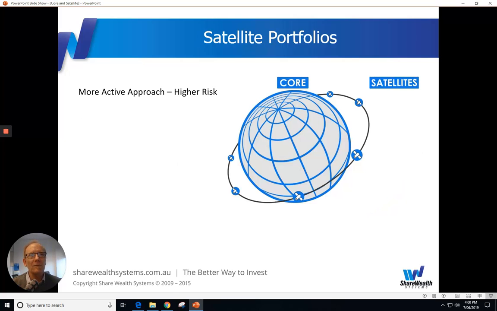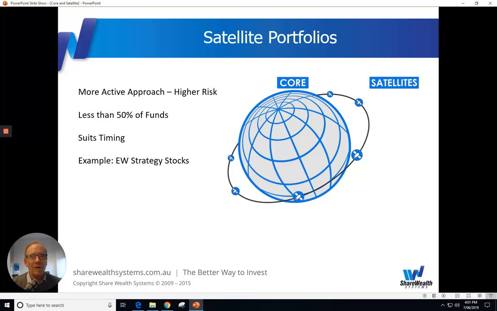A satellite portfolio is one that adopts a more active approach, and typically that means a higher level of risk. Because of the higher level of risk, it makes sense to reduce the amount of capital that you might have allocated to that particular portfolio. The sorts of strategies that are well suited to satellite portfolios typically use timing. As an example, an equal weighted stocks-based portfolio fits nicely into a satellite portfolio.